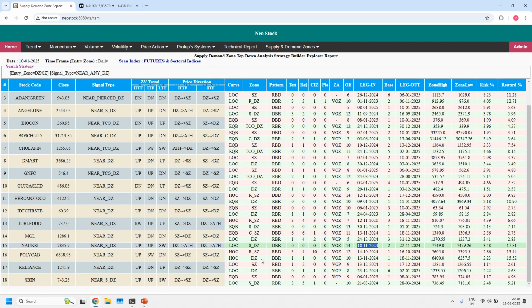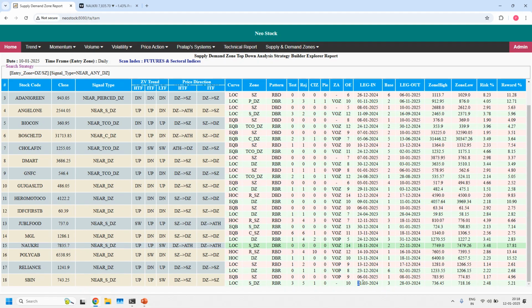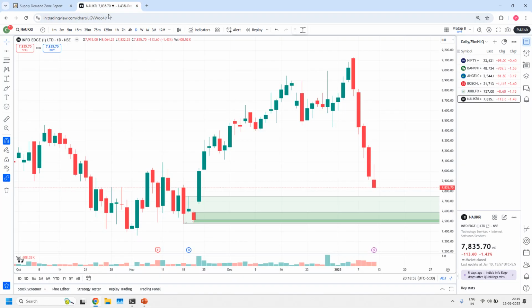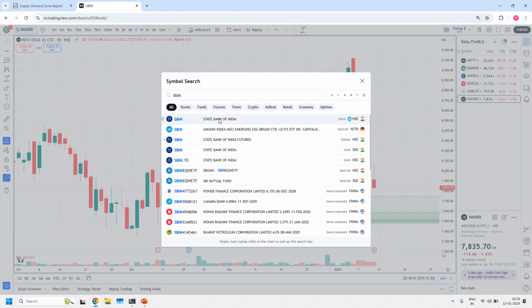Next, any other high liquidity demand zone? Yes, one more, State Bank of India is there. When is the leg in? 21.3, 2024, and 3 base candles. So let me go to the State Bank of India stock.